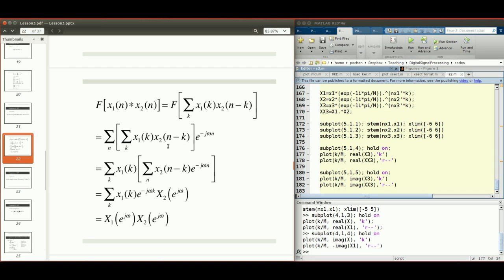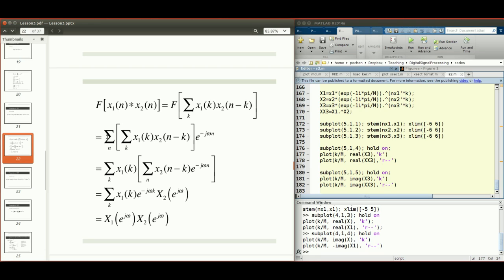And now let's re-examine the whole formula. So x1[k] depends upon only k. x2[n minus k] depends upon n and also on k. And then e to the minus j omega n depends upon only n. It doesn't depend on k. And this summation over n doesn't depend on k. So let's collect all the terms that involve n. Summation over k, x1[k], doesn't depend on n, so let's just move it outside.